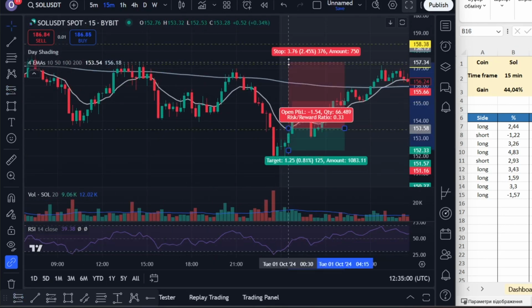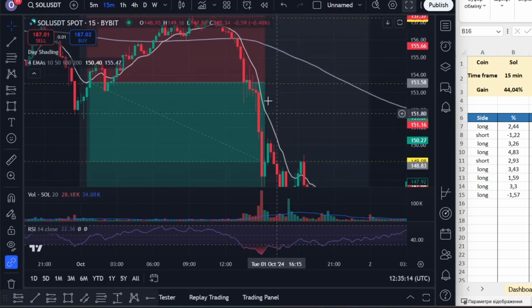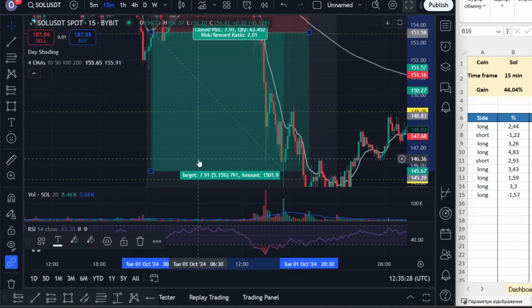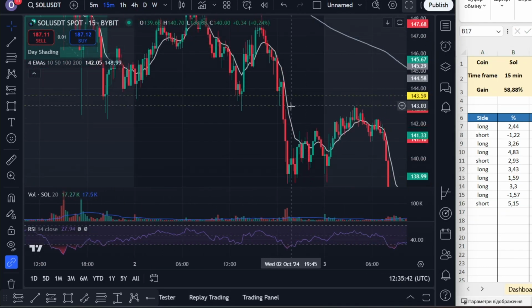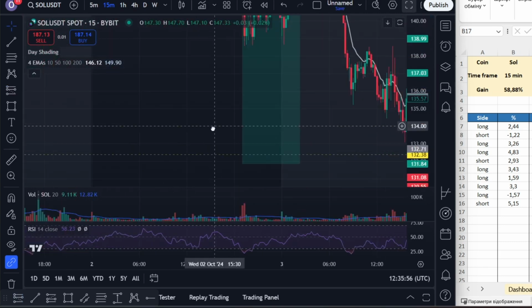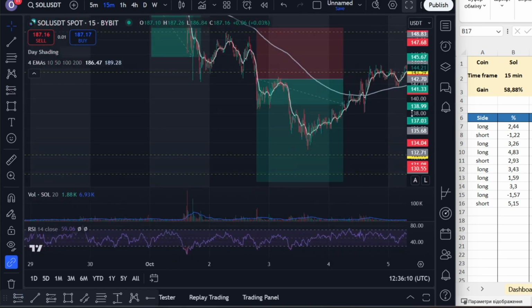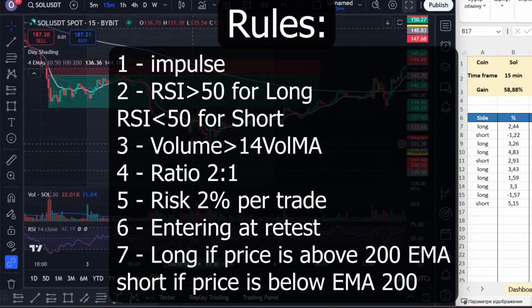Also, I do not understand why EMA 10 is included in the strategy if there is nothing tied to it and I haven't found any particular correlation with it during testing, so I guess you can just turn it off. Updated rules would look like this.